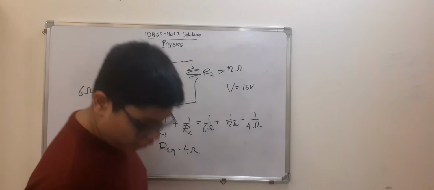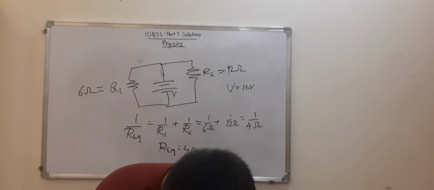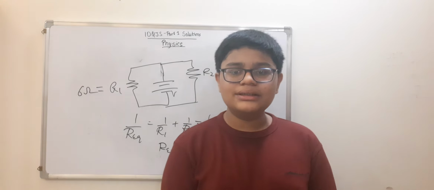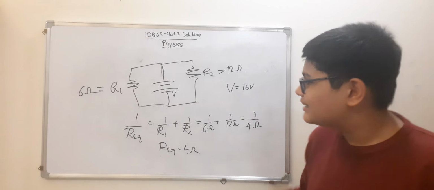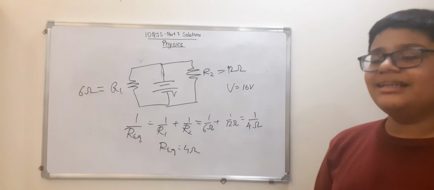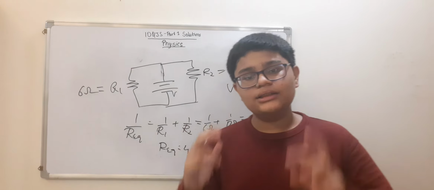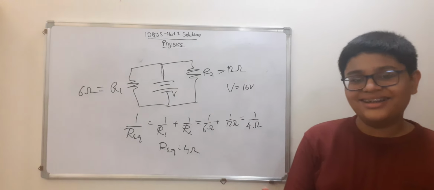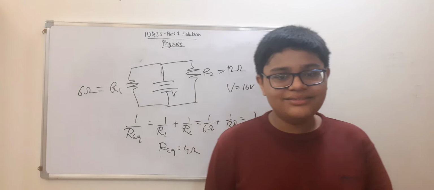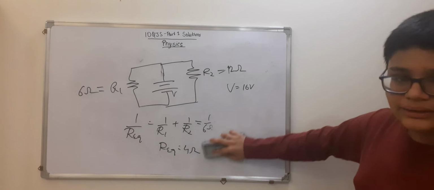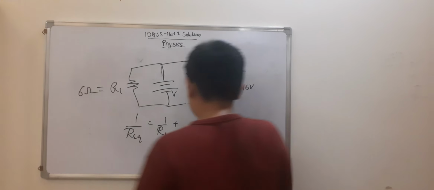Now option D, we don't need to solve this one. The voltage across R2 is obviously equal to the voltage across R1 because they are in parallel, and they are saying that the voltage across R2 is twice the voltage across R1, which is wrong. So the answer will be A, B and C. The answer of this question will be A, B and C. This question was pretty easy.